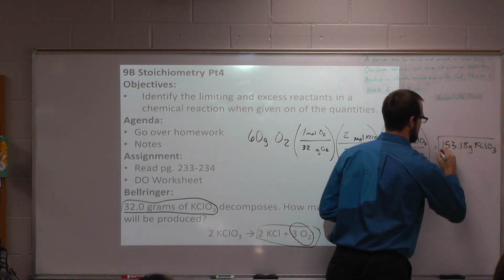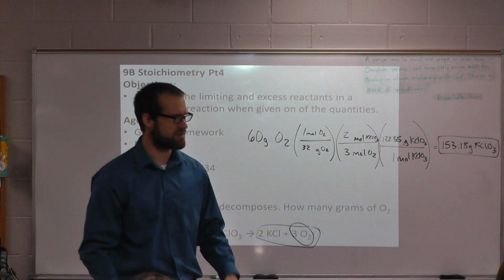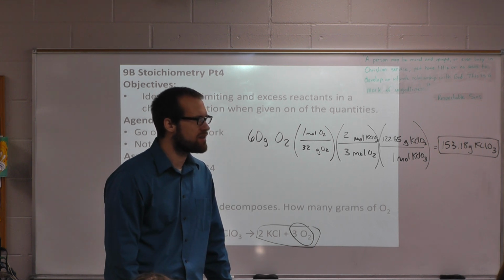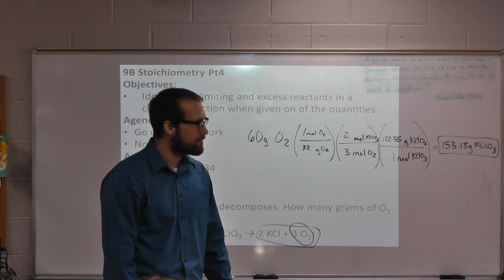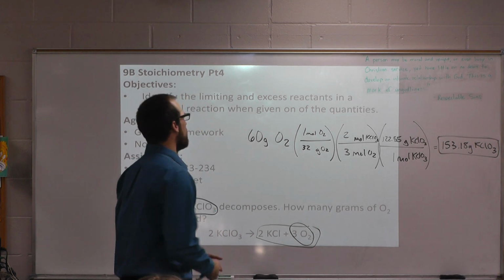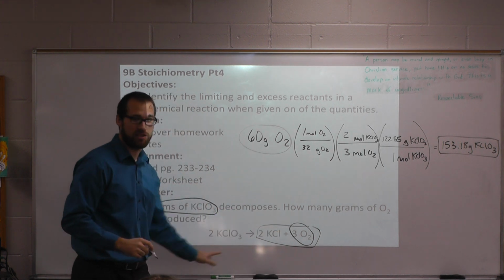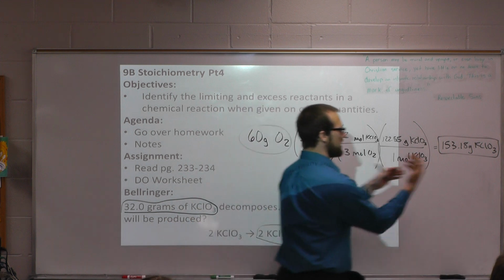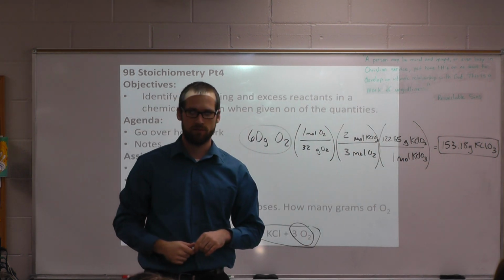So someone make sense of this answer for me. What did we just do? What was the purpose of this? What does that tell us? To get 60 grams of oxygen, you need 153.18 grams of potassium chlorate. If I want to produce 60 grams of oxygen, using this equation, using this method, I would have to go into the lab, pull out this much KClO3, and decompose it. That's what we're doing.